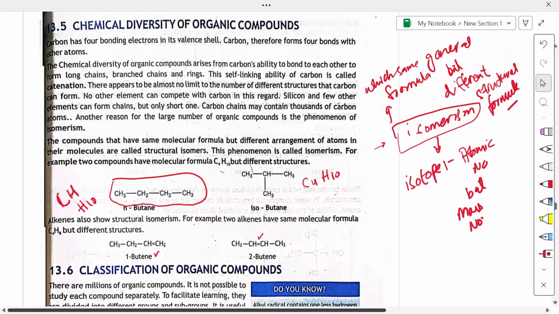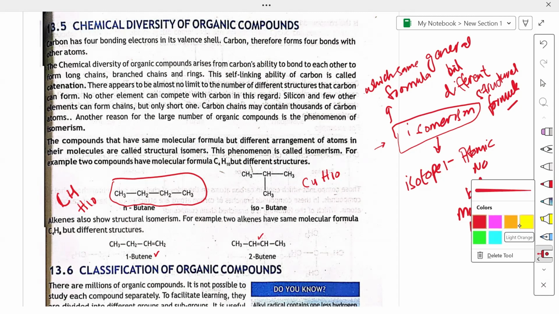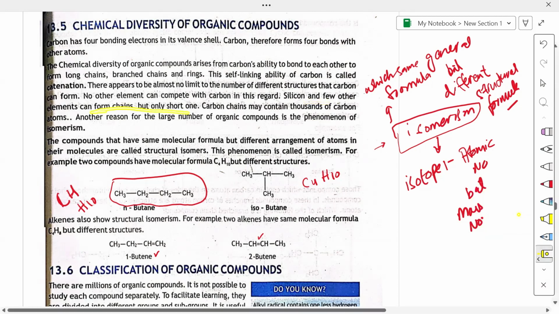ठीक है. So carbon, the theory that they have discussed is carbon has four bonding electrons in its valence shell. Carbon therefore forms four bonds. The chemical diversity of organic compounds arises from the carbon's ability to bond to each other to form long chains. This self-linking ability of carbon is also called catenation. Catenation का word भी आपने जहन में रखना है कि this is known as catenation. ये हमने वैसे स्टार्ट में भी पढ़ा था, if I recall, we have studied that in the beginning of it as well. Anyhow, silicon and a few other elements can also form chains, but only short ones.